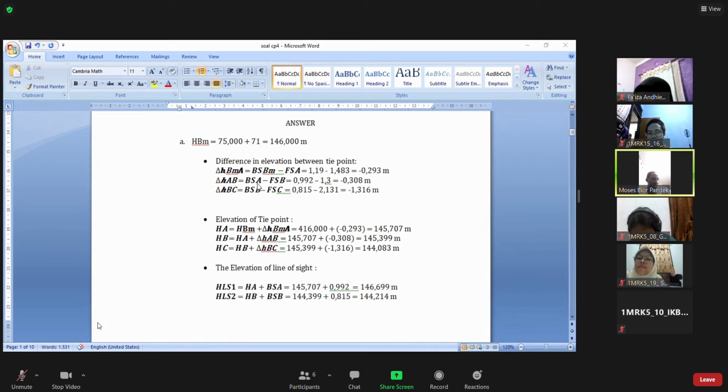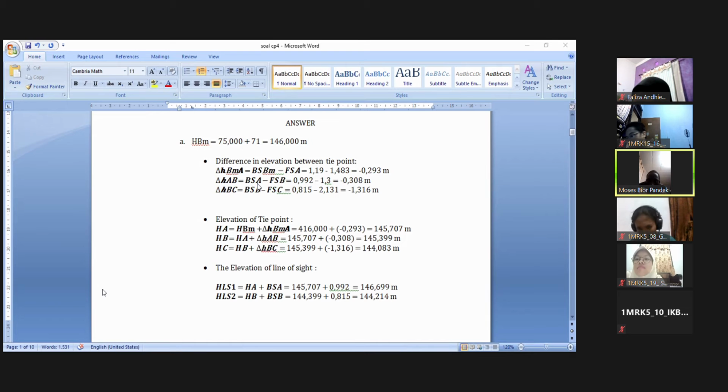Yeah, actually, these are the questions. That is question one, and in question one, we are required to find out the elevation of tie points and then the elevations of profile points. For the elevation of tie points, we begin with A.